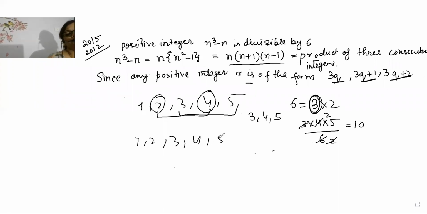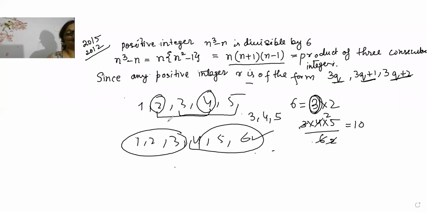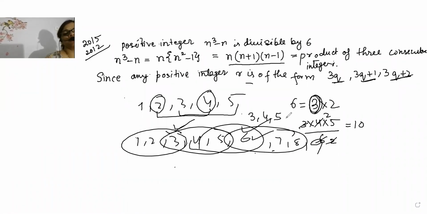1, 2, 3, 4, 5, 6. 3 numbers, 6 is coming. 3 numbers, 6, 3 is coming. 3 numbers, 3 is coming. 7, 8, 9. 3 numbers, 6 is coming. 3 numbers, 9 is coming. 8 is coming, which will always be divisible by 6. So 3 continuous numbers, whenever you take, it will always be divisible by 6.